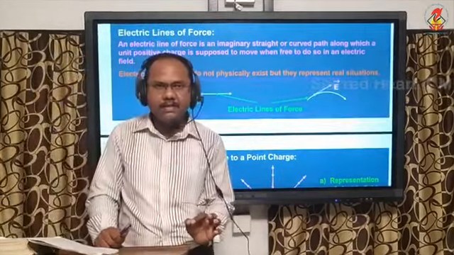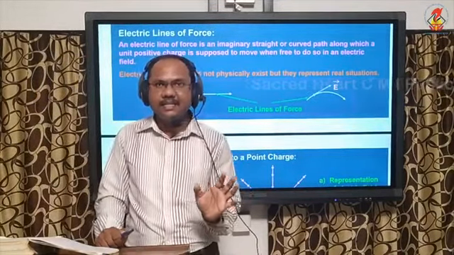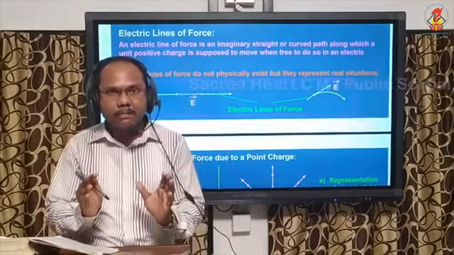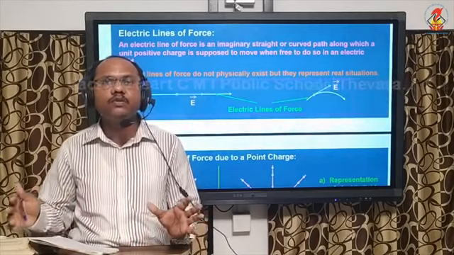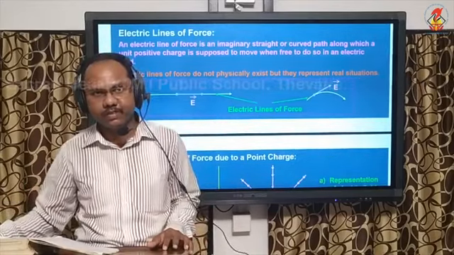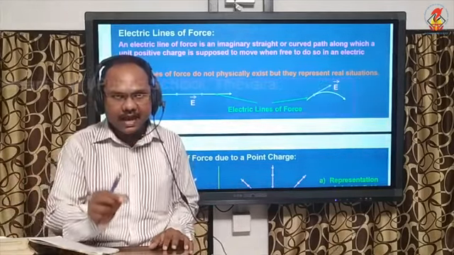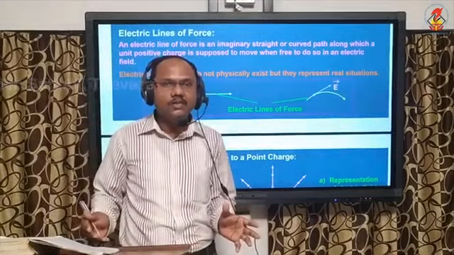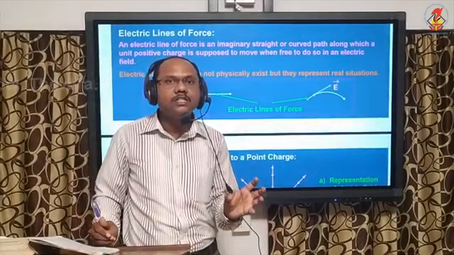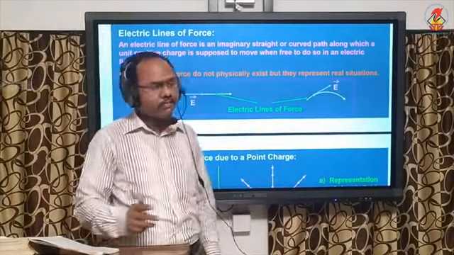In simple statement, I can just say like this: it is an imaginary representation which shows the electric field due to a charge system. It is an imaginary representation which is used to show the electric field in a charge configuration.